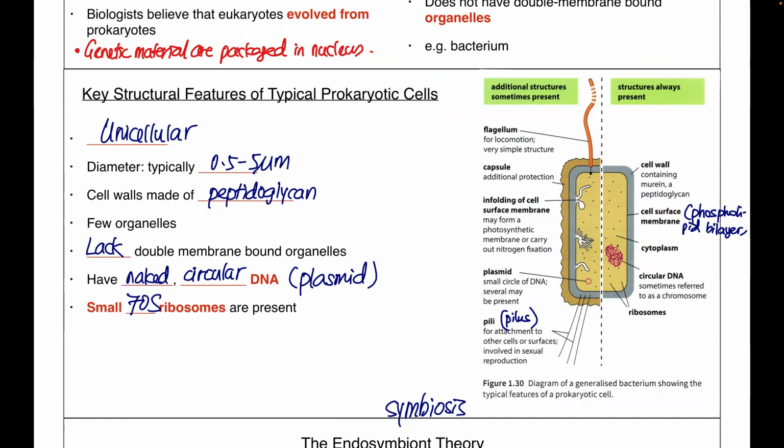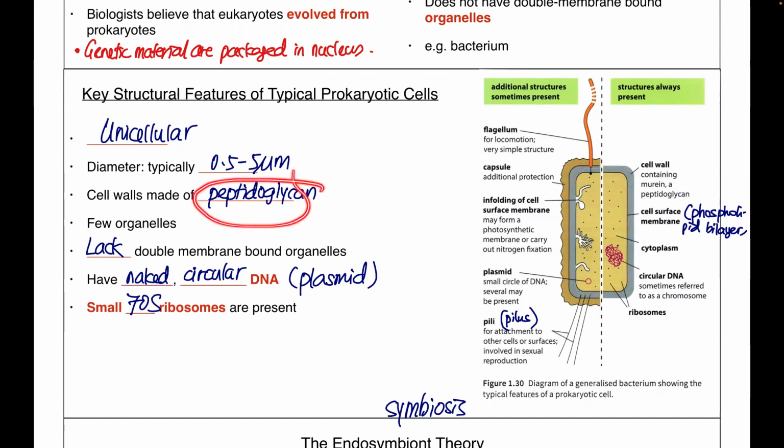Okay, so here as we see, your prokaryotic cells are mostly unicellular. The diameter is very small, 0.5 to 5 micrometers. They always have a cell wall. The cell wall is made of peptidoglycan.